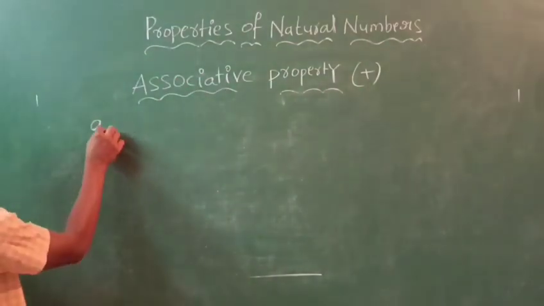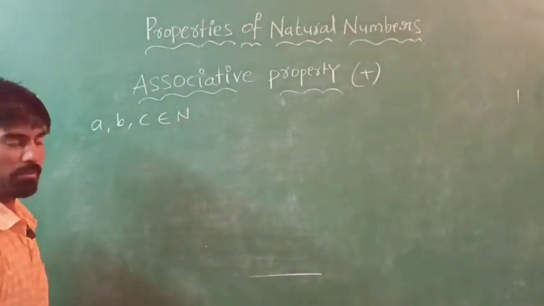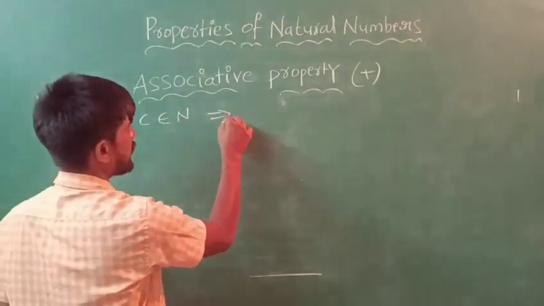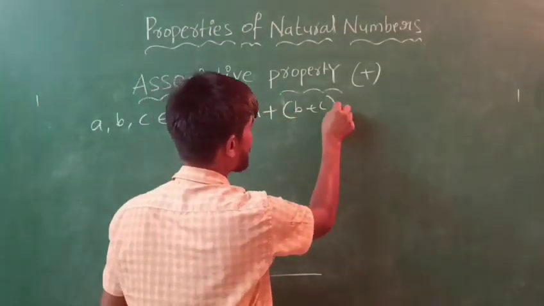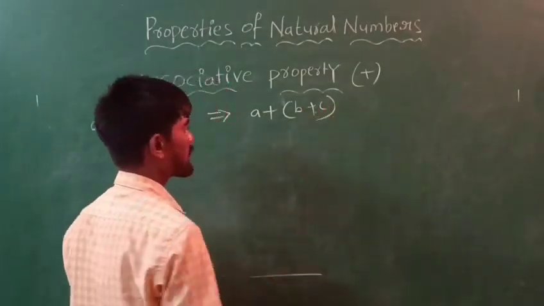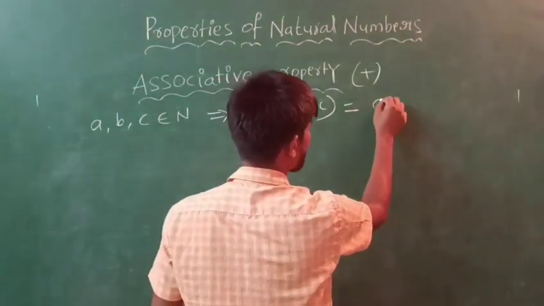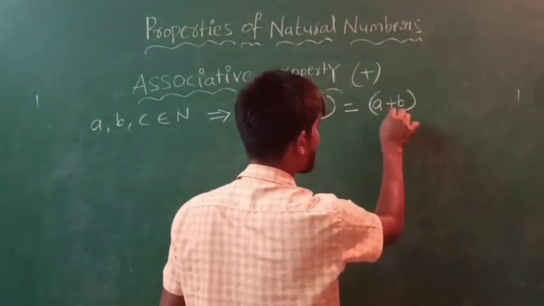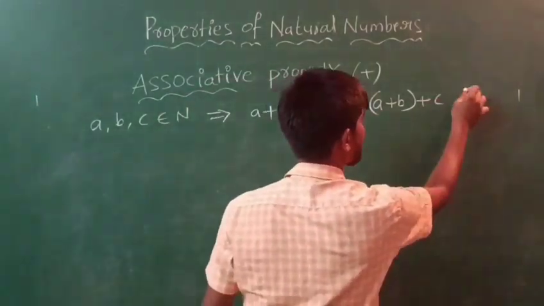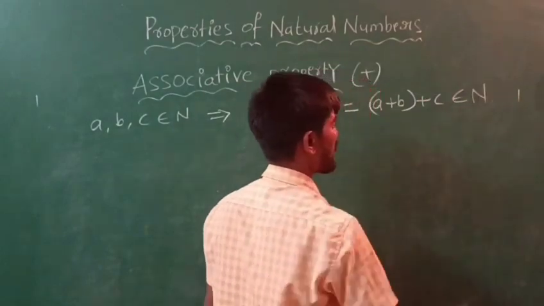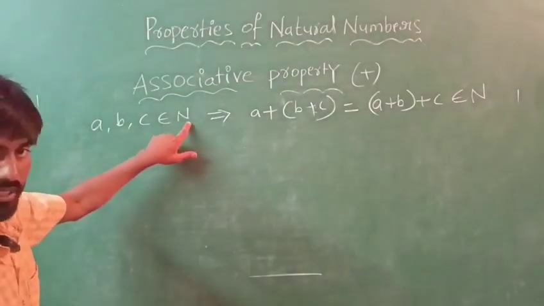Suppose small a, small b, small c belong to natural numbers. Here what will happen? a plus (b plus c), I am writing b plus c within the bracket, is equal to (a plus b) plus c, here a plus b together and c individually. These results also belong to natural numbers.